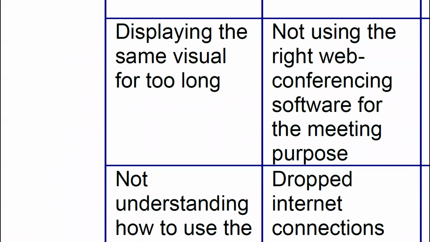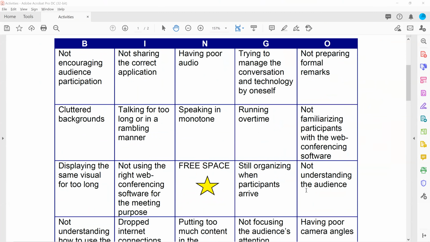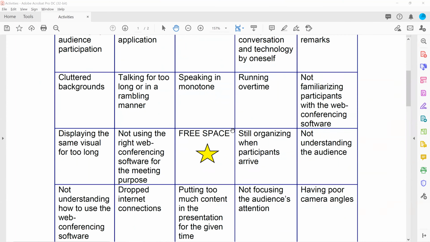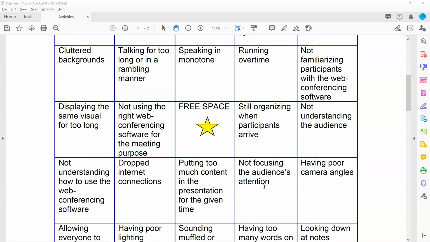From the left-hand side top, not encouraging audience participation. Actually, we hear a lot of tips from you. Like you have to model, you have to show the tool, you have to organize activities. And then I move on to the one talking for too long. The tip is we can talk just 1 or 2 key points. And I move down to not focusing the audience attention.